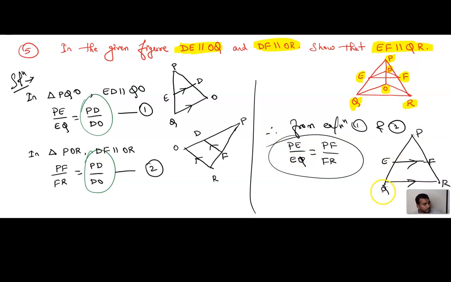PE by EQ is equal to PF by FR. Is it there or not? Yes, it is there. So we can say that, therefore, EF is parallel to QR. Hence proved. Any doubts? Got it? Very good.